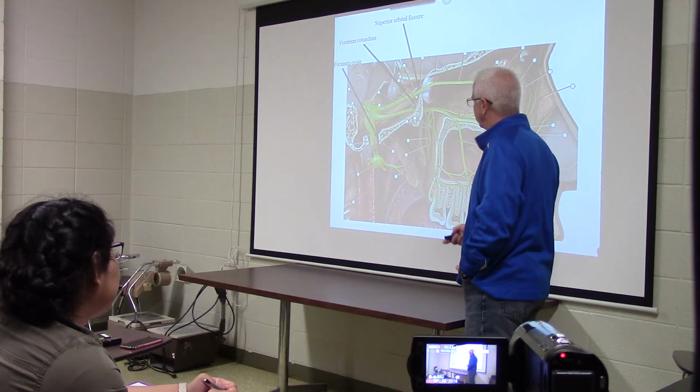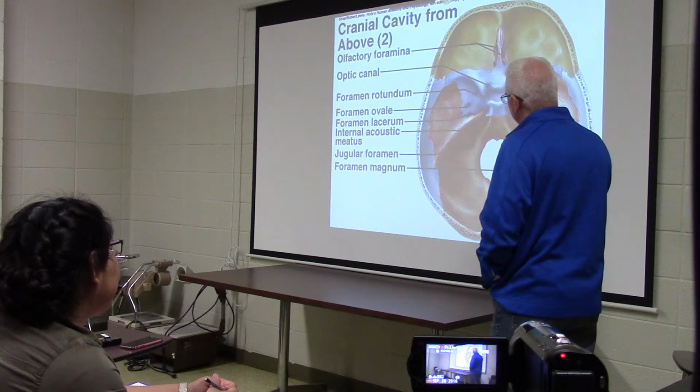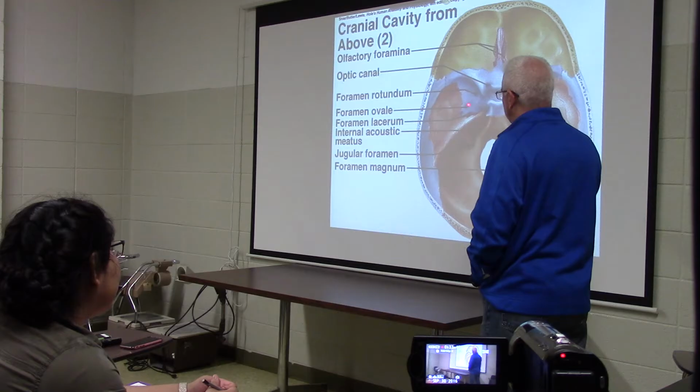Now, I put a picture in here today. I thought I did. Okay. So we're going to come back to this a couple times. To remind you of what you just told me, there's the rotundum in the greater wing. There's the ovale just posterior and lateral to it.